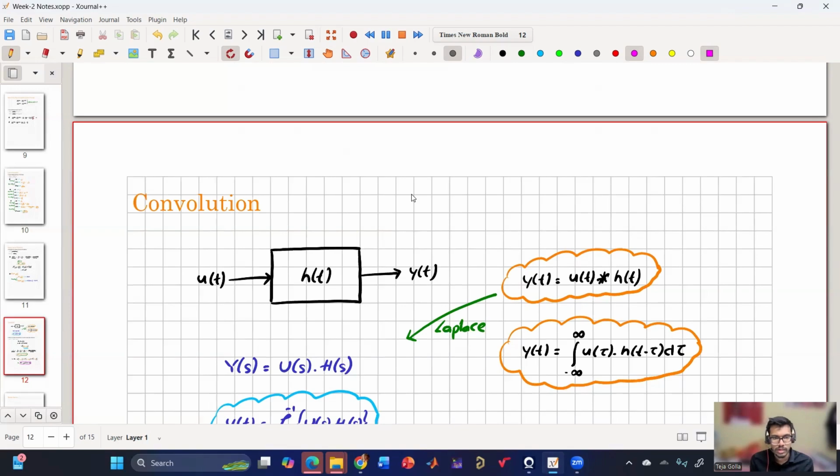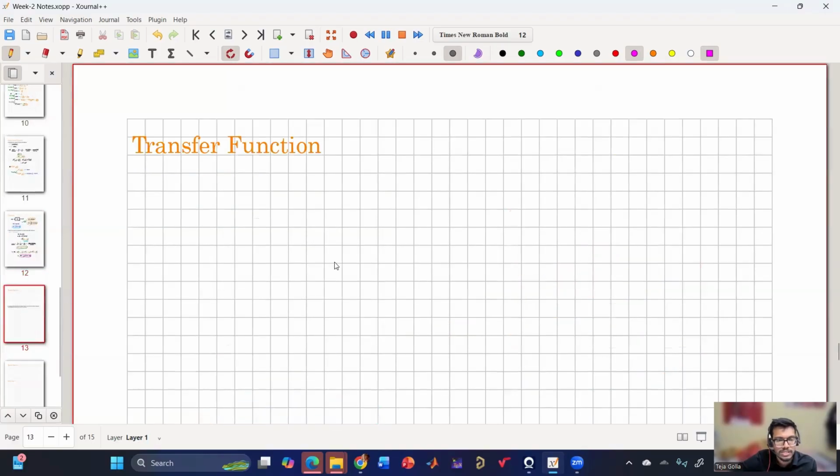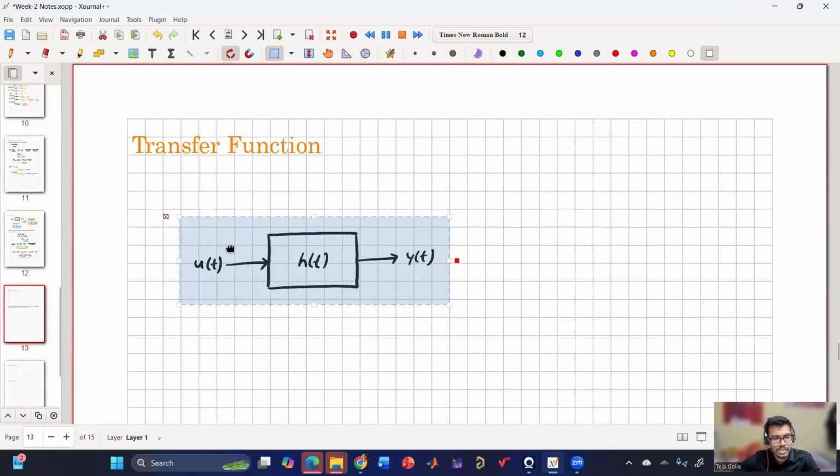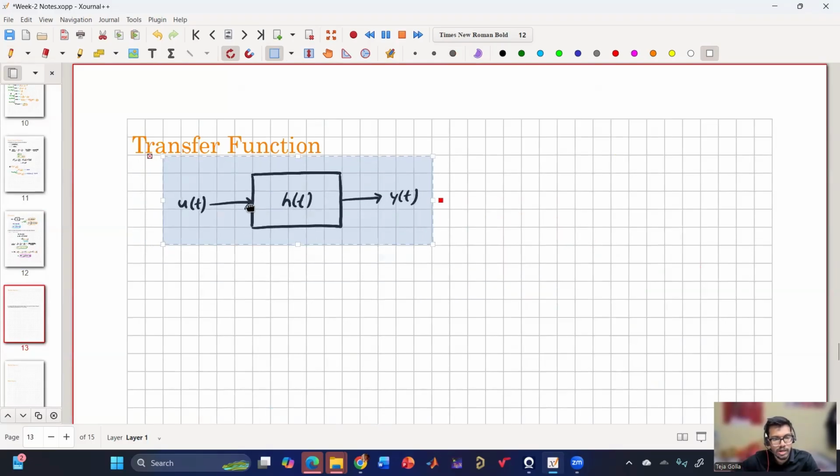Any doubts until this point? No, sir. Okay. Then we can move to the other concept, which is the transfer function. So the transfer function is for a system. Let us consider the same system. Basically, the transfer function is, first of all, only for linear time invariant systems, so I'll mention only for LTI. For non-linear systems, you can't calculate it unless you linearize; it is only for LTI systems.